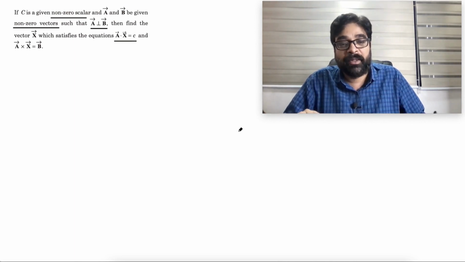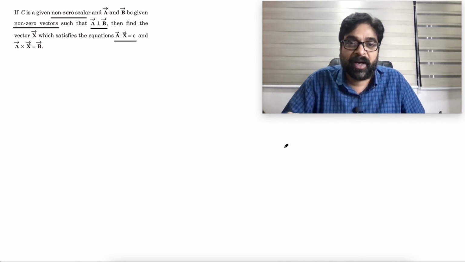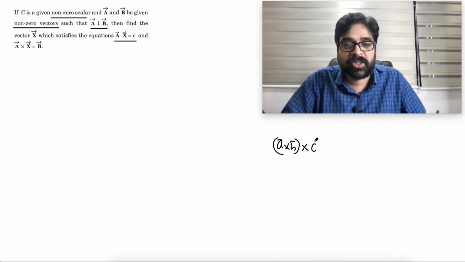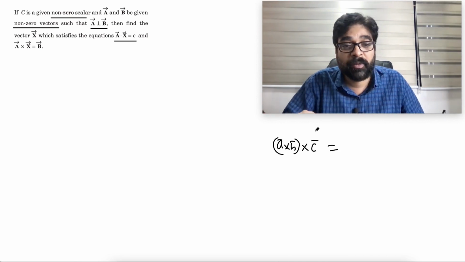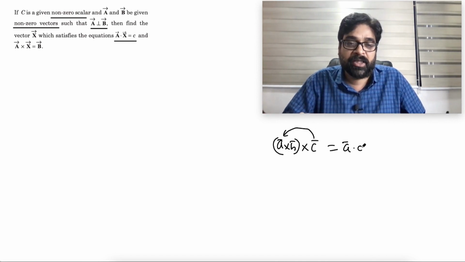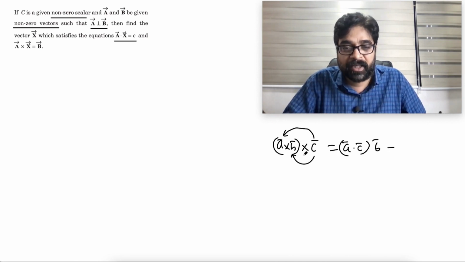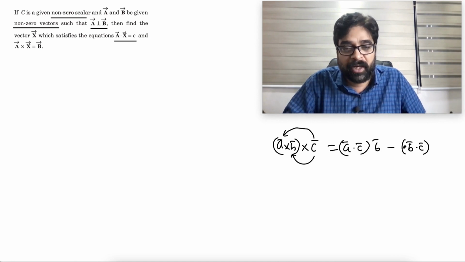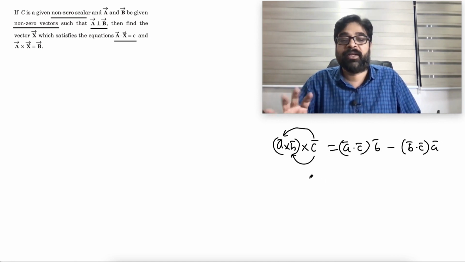What I will do, I will take the cross product. Vector triple product, everybody remember? A cross B cross C. What I told you, how to remember? First take dot with the away vector. A dot C into the remaining vector, minus take dot with the closer vector, B dot C into the left vector A vector. This is the way to do.